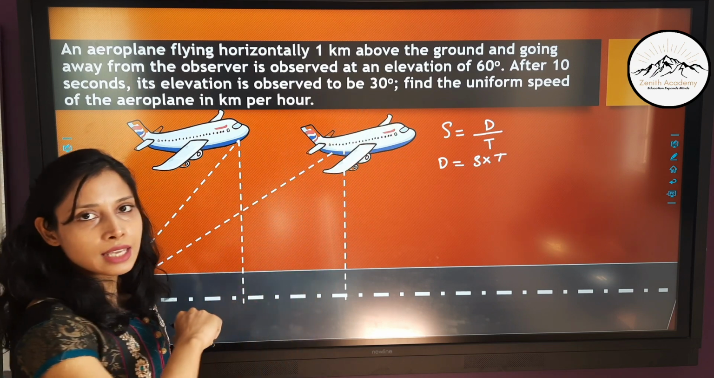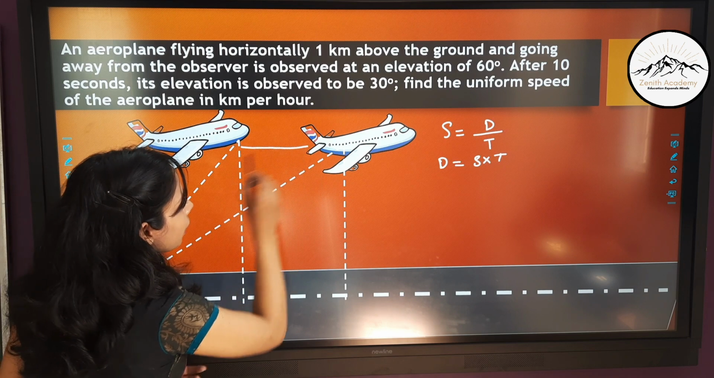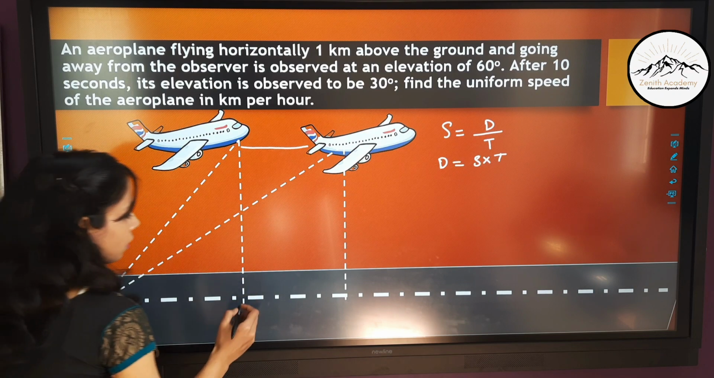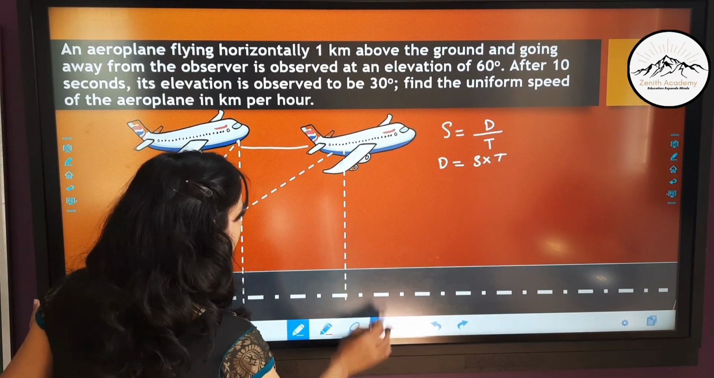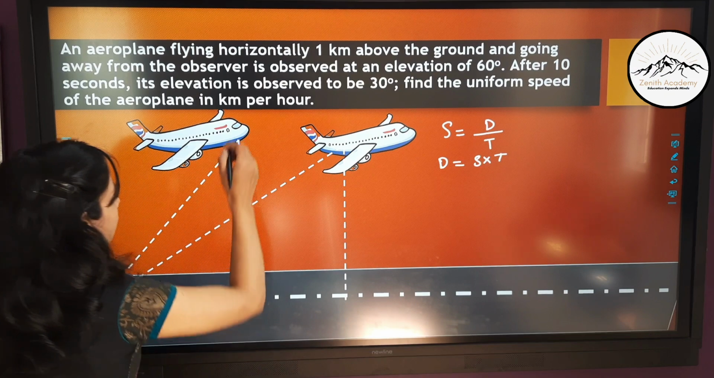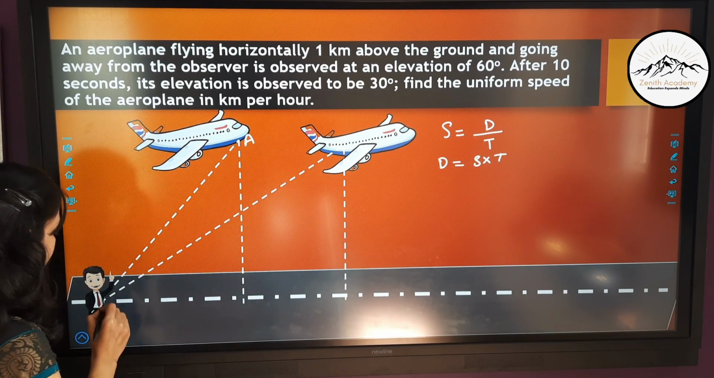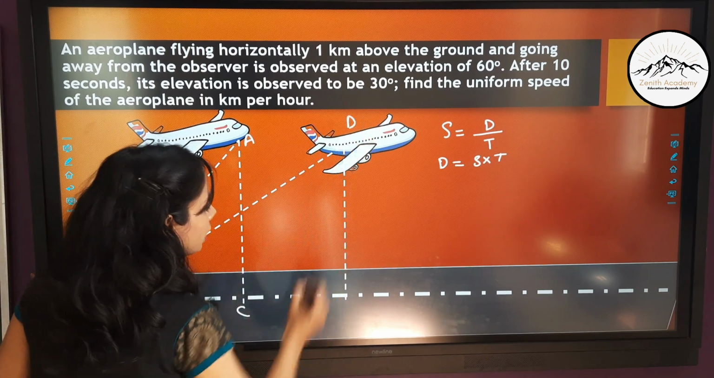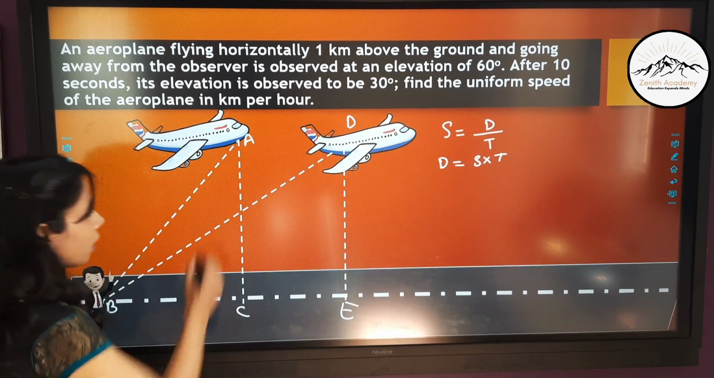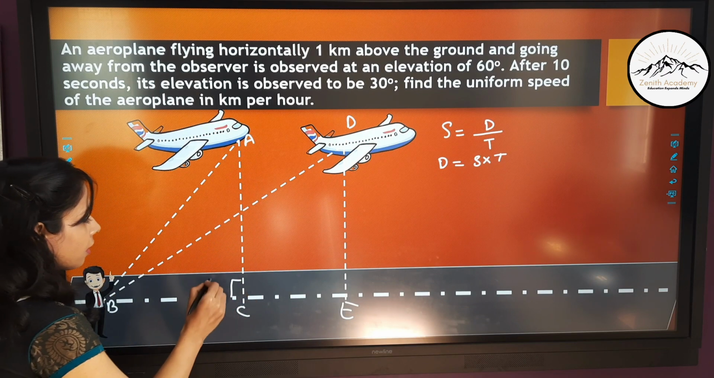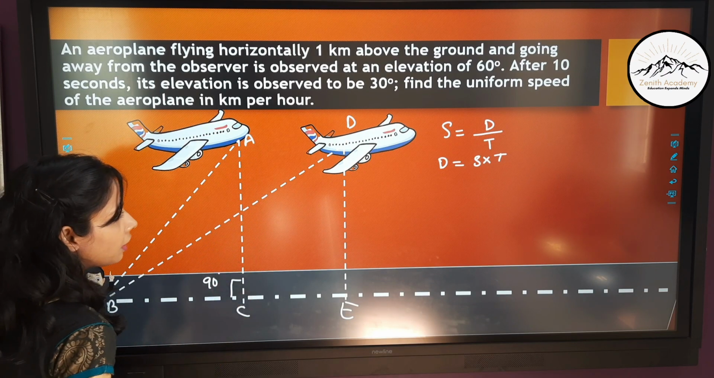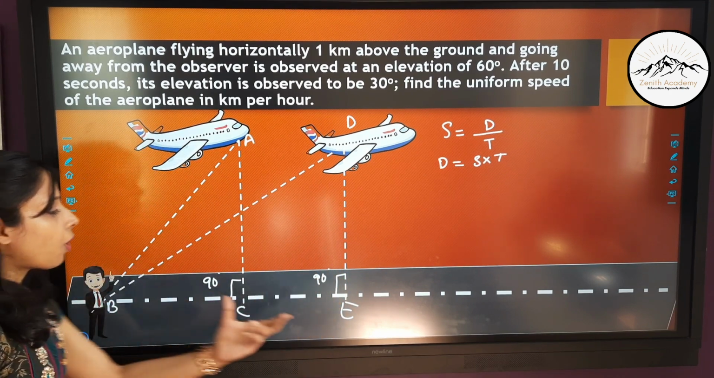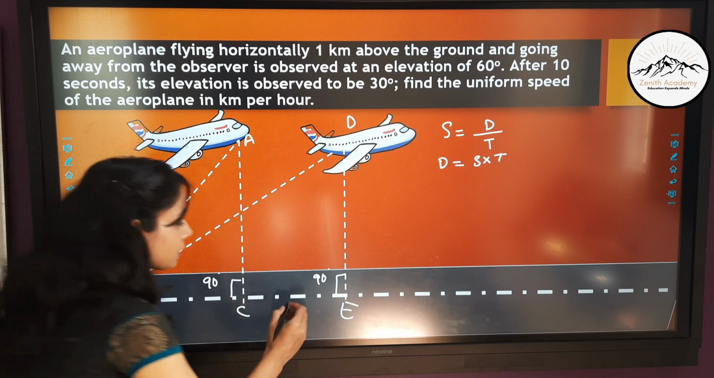The time we have been given is 10 seconds, and the airplane has moved forward from here to here. So, this distance we need to find out. First, let's mark the points. Let's suppose this is A, this is B, this is C, here it is D and it is E. Now AC is perpendicular and 90 degrees, DE is perpendicular and angle E is 90 degrees. What we need to find is the distance CE.